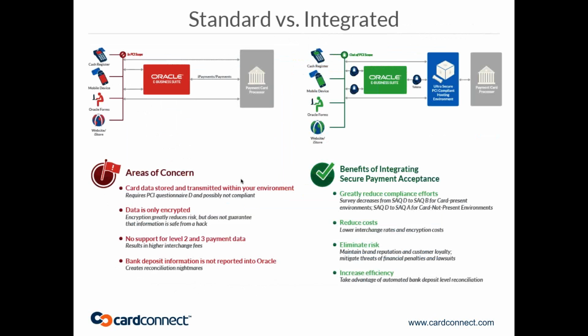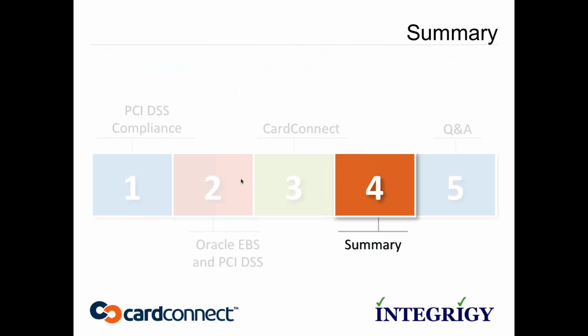So this page summarizes what the typical scenario is before implementing tokenization and what it is afterwards. I will admit that this is a little focused on the CardConnect solution because it does include the reconciliation components. I'm just going to leave this here. If you download it, please review at your leisure, and you can contact any of the Integrity team or the CardConnect team for further information.